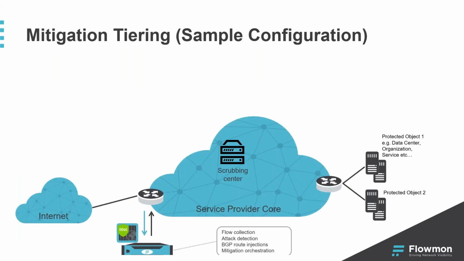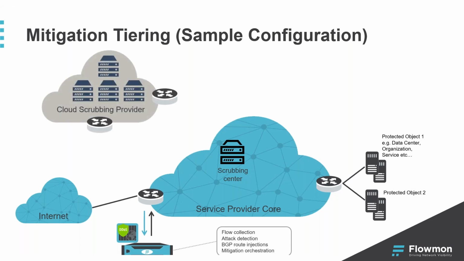So here we have a sample configuration of the mitigation tiering, a sample scenario. As you can see, we have a service provider core network. The service provider has some customers called protected objects, and the service provider protects them against DDoS attacks. To protect them, the service provider has an on-premise scrubbing center for the scrubbing of DDoS attacks, and Flowmon DDoS Defender, which handles the flow collection, attack detection, BGP route injections, and basically the mitigation and restoration. Then we have here a cloud scrubbing provider, which is in some relationship with the service provider. So, for example, when there is some large attack, they can use the cloud scrubbing provider service to mitigate the attack.